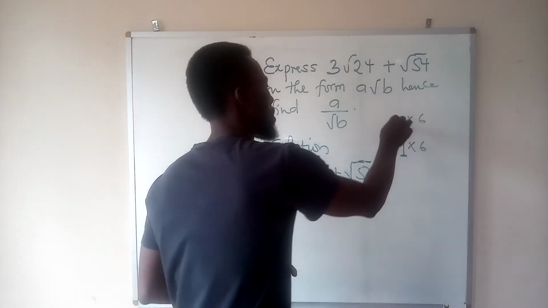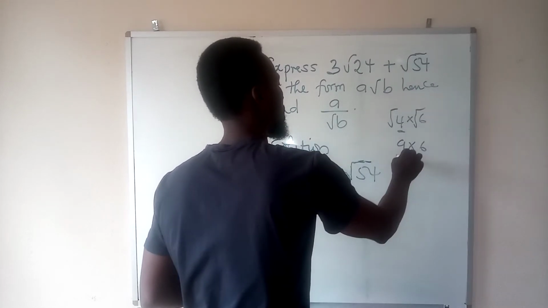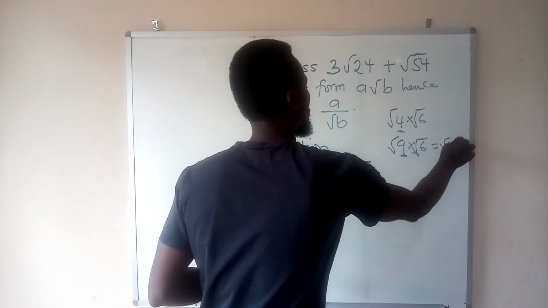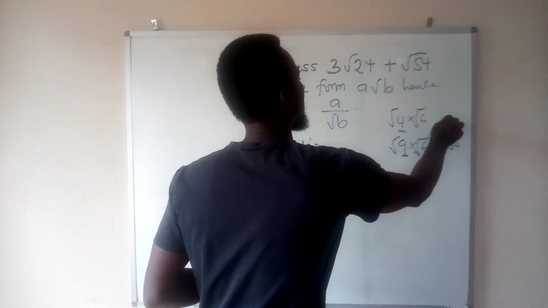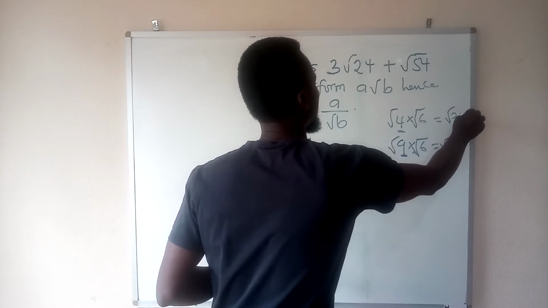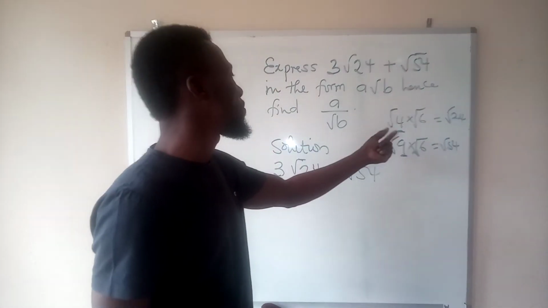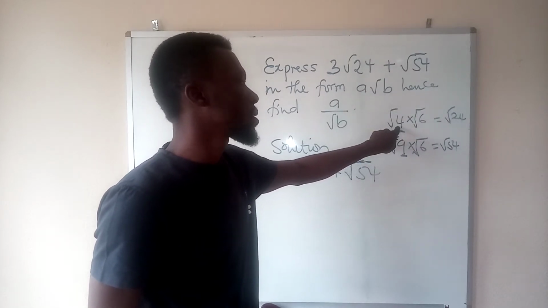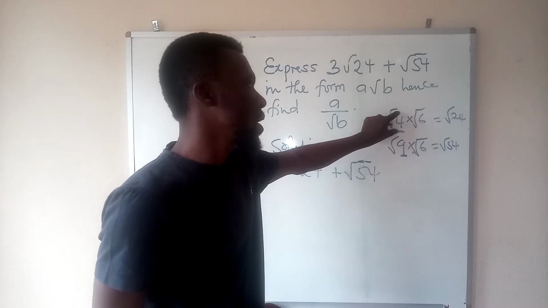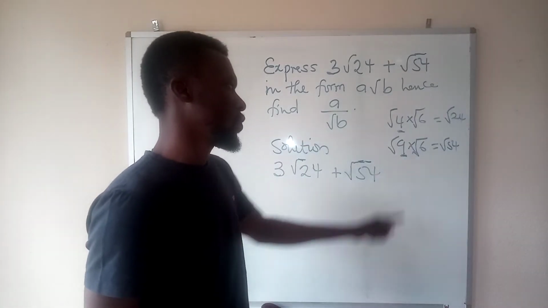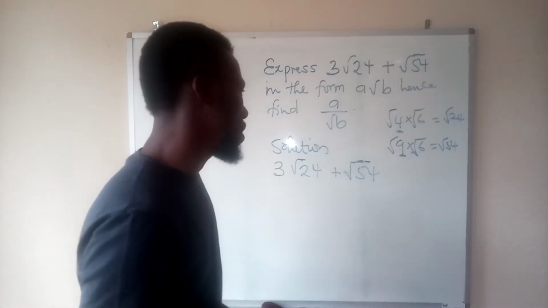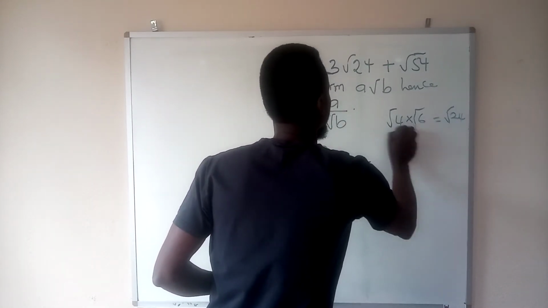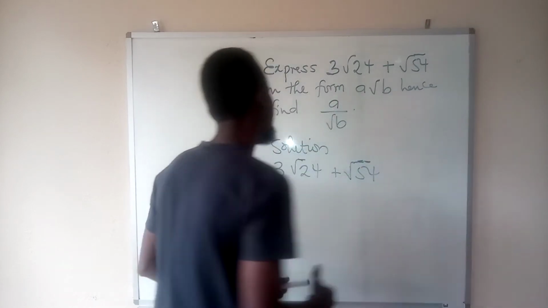So when we introduce the square root signs, we shall have our square root of 54 here and our square root of 24 here. The essence of breaking 24 into 4 and 6 is to make sure that one of the numbers is a perfect square, and in root 54, one of the numbers is also a perfect square. Great. This was just an illustration.